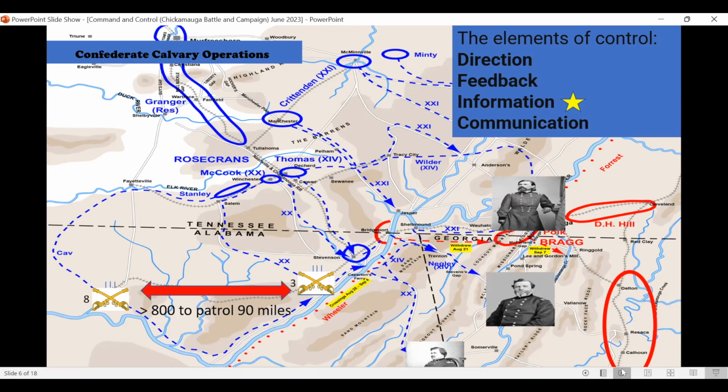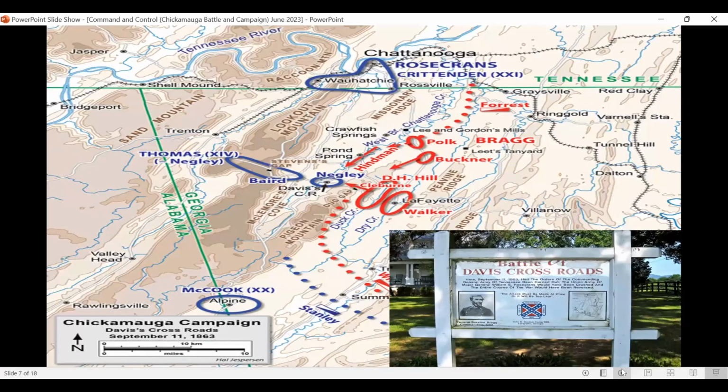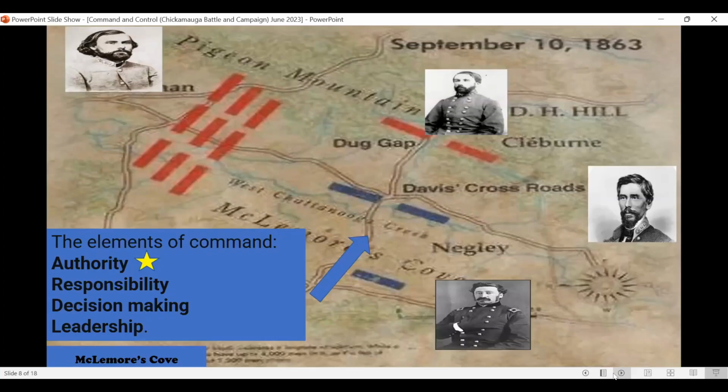Now, the next part we're going to talk about here is McLemore's Cove. And again, orientation here, folks. This is Lee and Gordon's Mill. And again, the battlefield, this is West Chickamauga Creek. And the Chickamauga battlefield is north of here. This is Davis's Crossroads. And this is Lookout Mountain. When you look at authority, we're going to examine this aspect of it. You look at authority, the authority to assign tasks and responsibility for their successful completion.